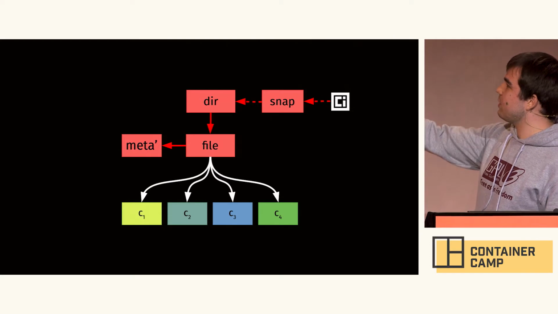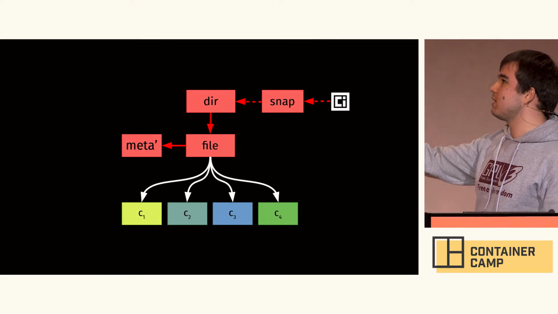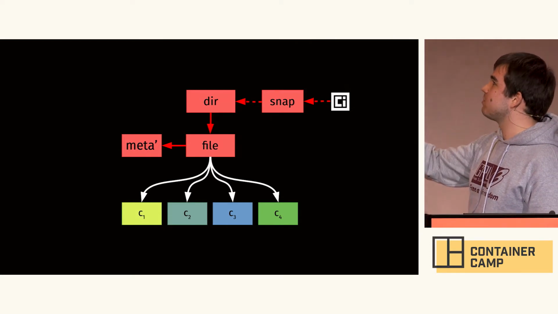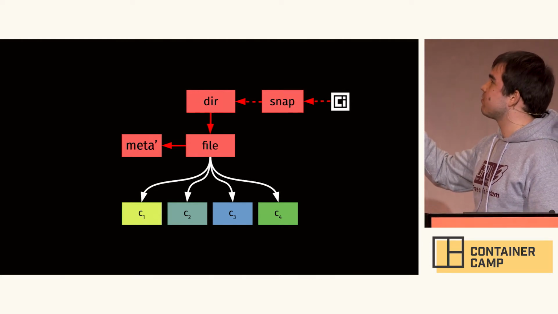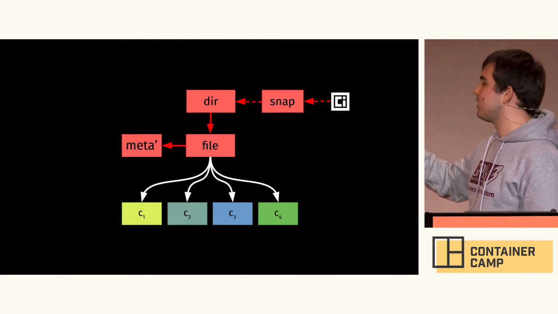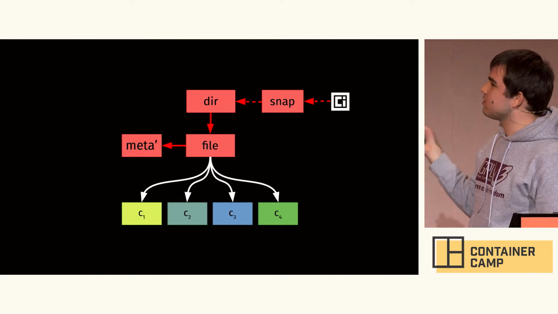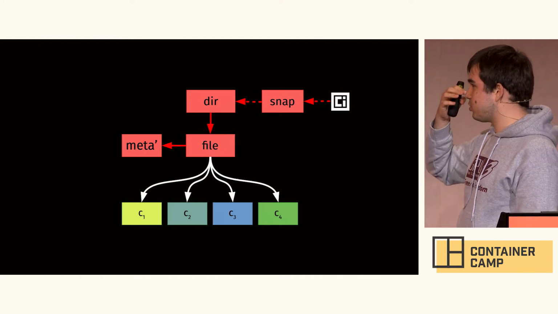So to give you an example of how this would work if you actually had a modification, we modify the metadata. Now the metadata has changed, so we have to replace that. The file is changed, okay, we have to replace that. The directory has changed, okay, we have to replace that. And the snapshot is obviously a new snapshot, so we have to replace that. But these chunks are untouched because they're completely separate objects.